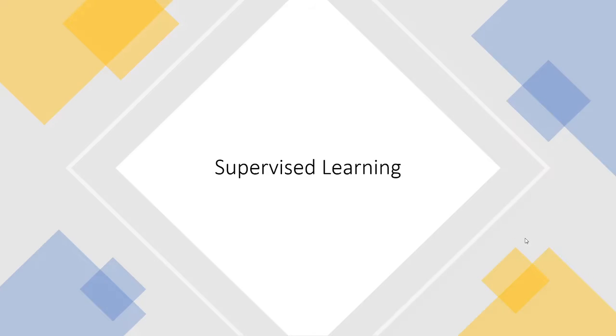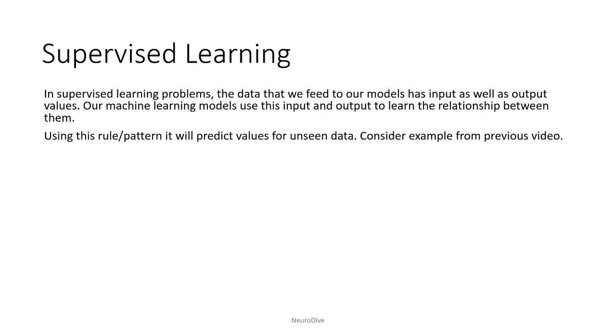Hi, this is our new video on supervised learning, and in the previous video we discussed the machine learning introduction. So let's see what supervised learning is. In supervised learning models, the data that we feed to our models has input as well as output values. Our machine learning models use these input and output values to learn the relationship between them. Using this rule and pattern, it predicts the values for unseen data.